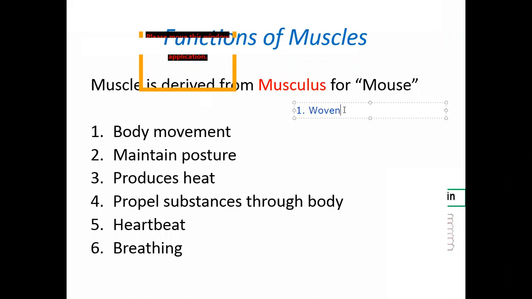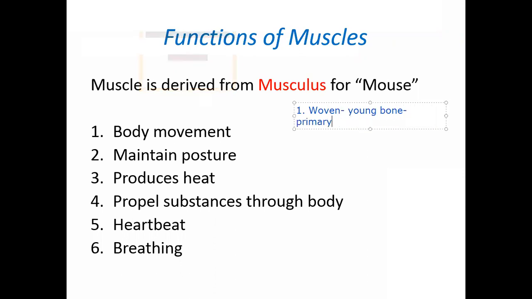Woven bone also means the young bone. So you can remember it as primary bone. You can remember it as the primary bone. Understand? And it will be very weak, obviously, because it's young, weak, and it will be flexible.